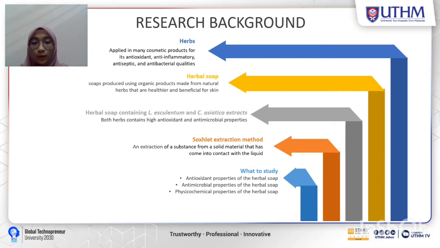And lastly, what to study in this project: there are three properties of the soap that are going to be studied, which are the antimicrobial properties, antioxidant properties, and physicochemical properties. These properties will be studied and determined through specific methods each.